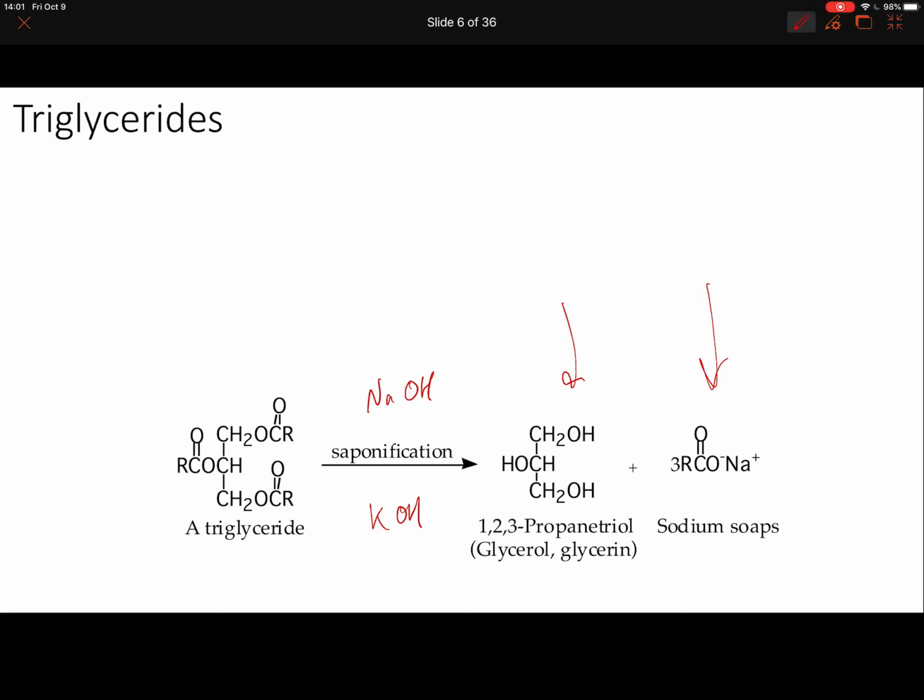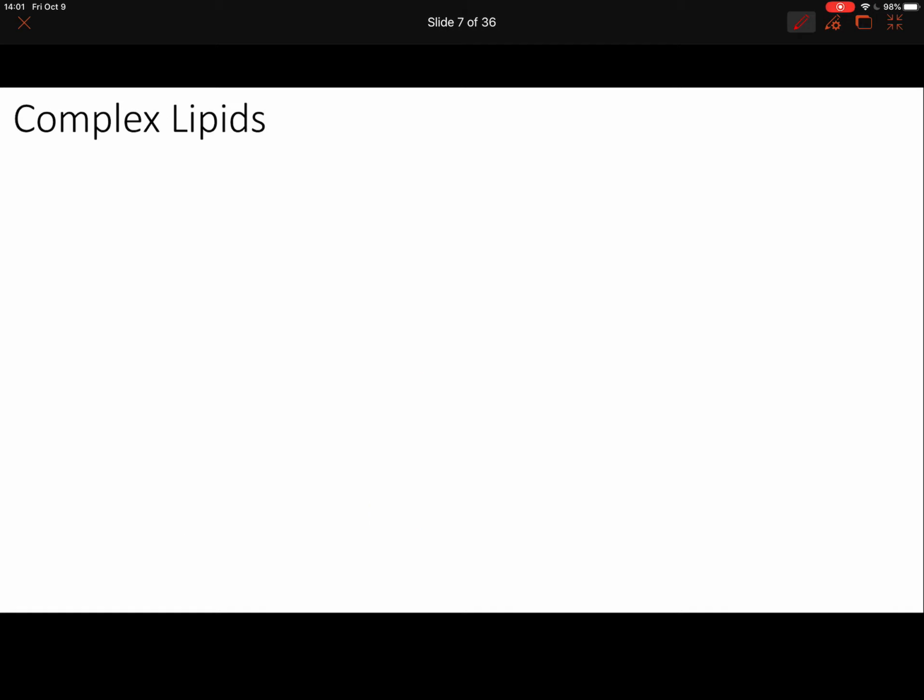Alright, so that's how we make soaps, and they come from triglycerides. Now, let's talk about some complex lipids. Those are simple lipids, glycerol and some fatty acids. Now, lipids, remember, come from the term insoluble in water, basically water hating. And so there's some more. So we've got some phospholipids.